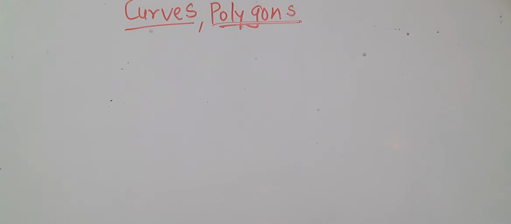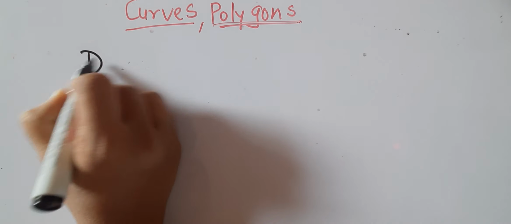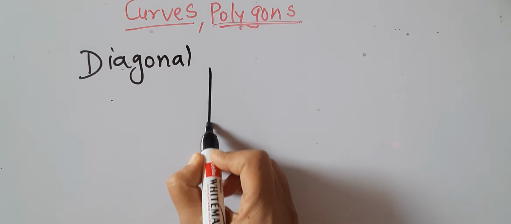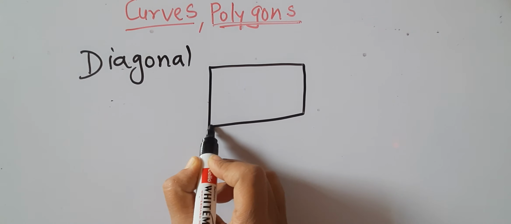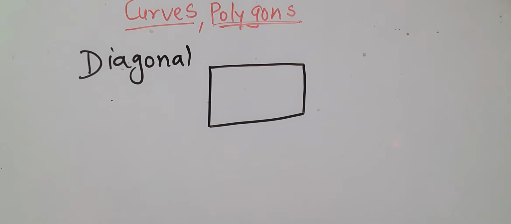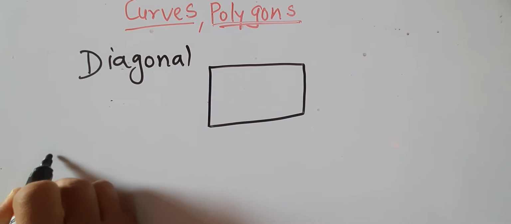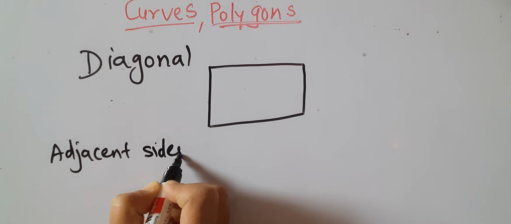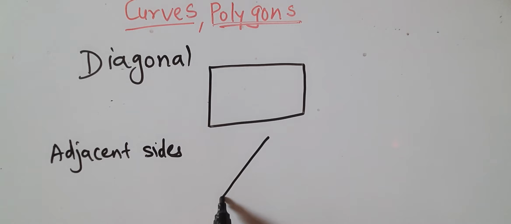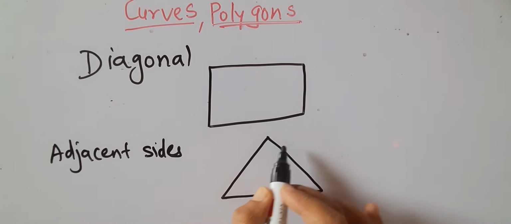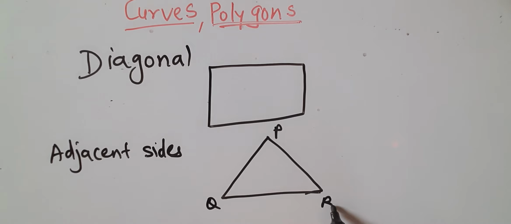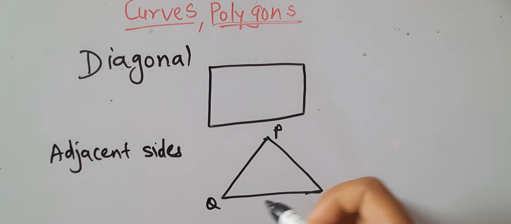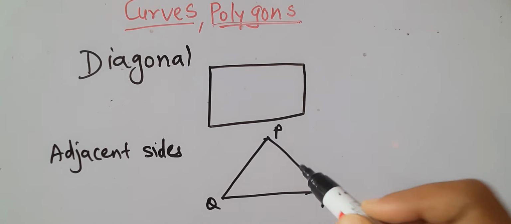Now what is a diagonal? Before diagonal we can learn about adjacent sides as well. What are adjacent sides? You know what is a vertex. Right now we have learned what a vertex is. So suppose this is a triangle. Okay. P is a vertex because it is common for 2 line segments. Q is a vertex, R is a vertex here.